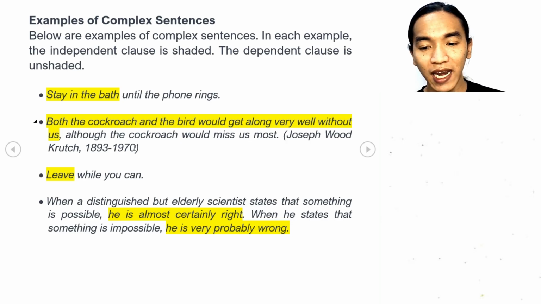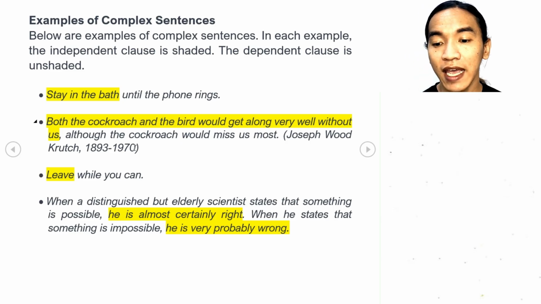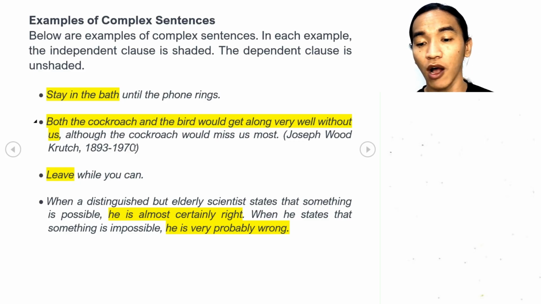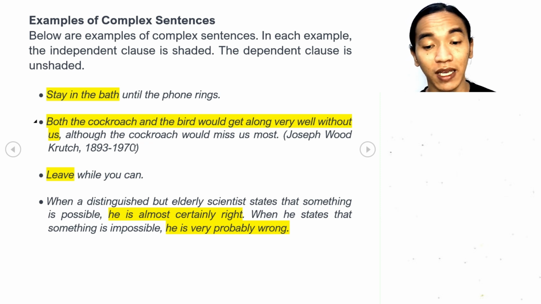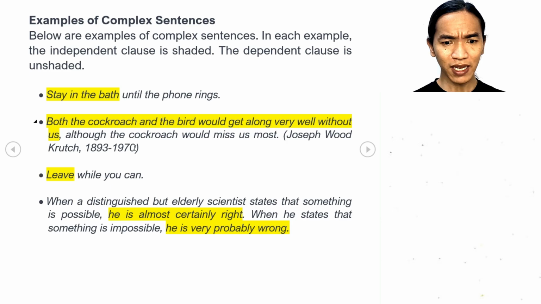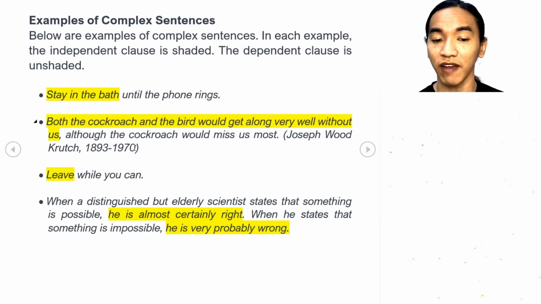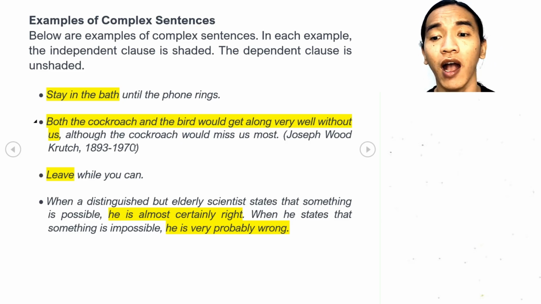Next one: when a distinguished but elderly scientist states that something is possible, he is almost certainly right. So we see there that we have a long dependent clause, and we also have here he is almost certainly right as your short independent clause. When he states that something is impossible, there is an unknown meaning to it. He is probably wrong, he's very probably wrong, as your independent clause. Now I want you to understand these sample sentences here to understand what actually is a complex sentence.